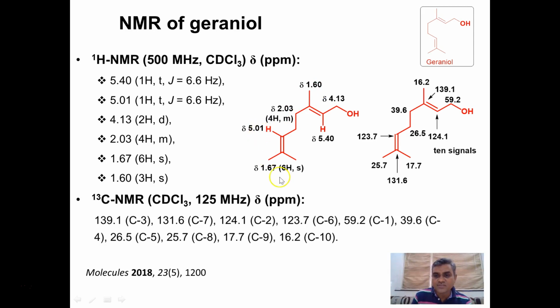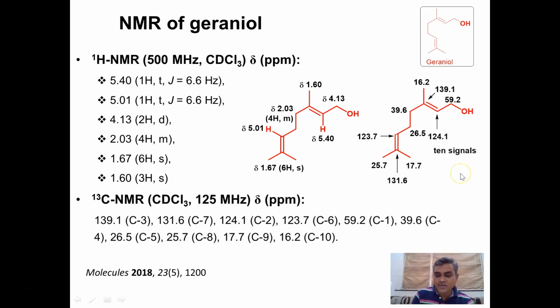These are olefinic protons. Similarly, in the C13 NMR, we will have the CH2 attached to the OH at 59.2. Then these two olefinic carbon atoms and these two olefinic carbon atoms: 139, 131, 124, 123. This is the olefinic region. 59 is the carbon atom connected to the OH, and the remaining are the CH2, CH2, and these two methyl groups as well as methylene groups will be here. So it's a very interesting NMR of the geraniol molecule.